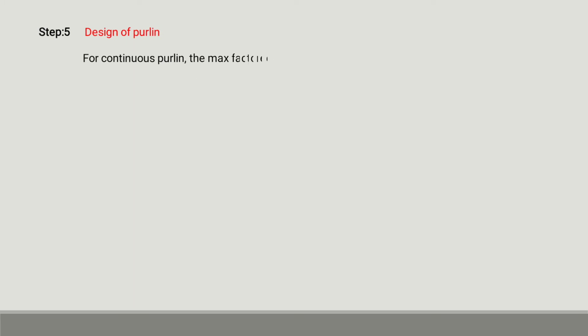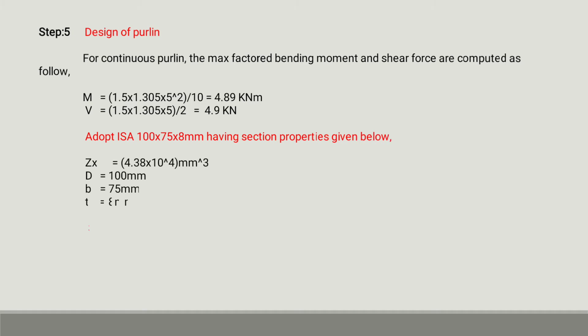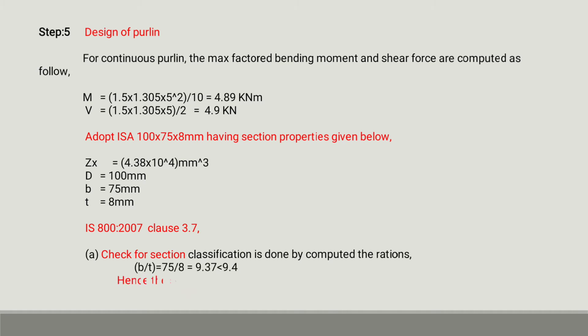Step number 5, design of purlin. For a continuous purlin, the maximum factored bending moment and shear force are computed as follows. M is equal to WL square by 10. We know the bending moment formula: 1.5 is the factored load, W is 1.3, and 5 meter is the length of the purlin. So M is equal to 4.89 kilonewton meter. V is the shear force: 1.5 into load W, that is 1.305 into 5 divided by 2, gives 4.9 kilonewton.